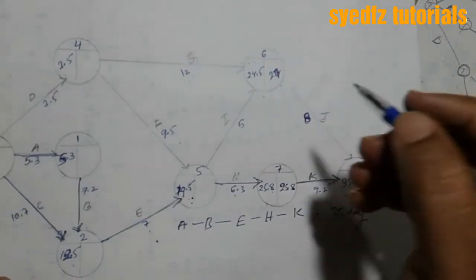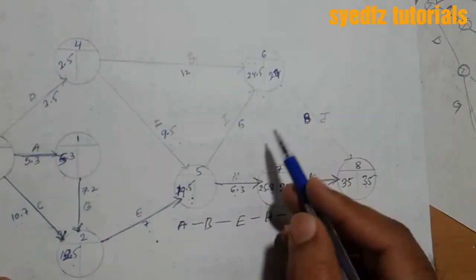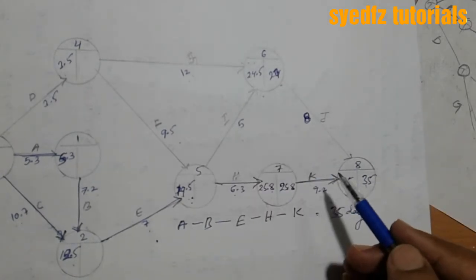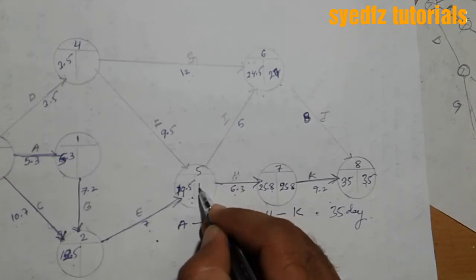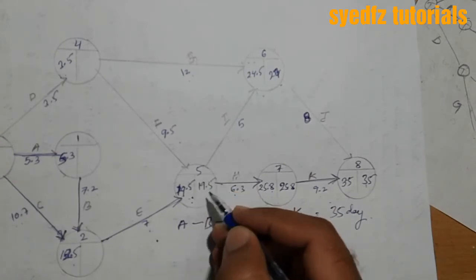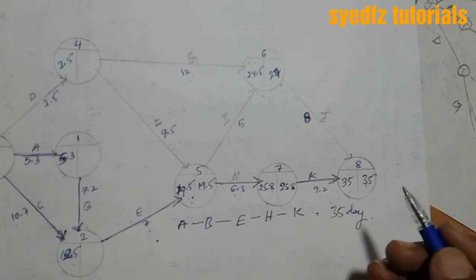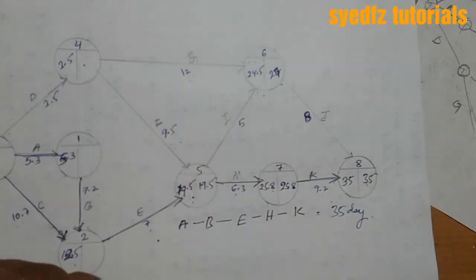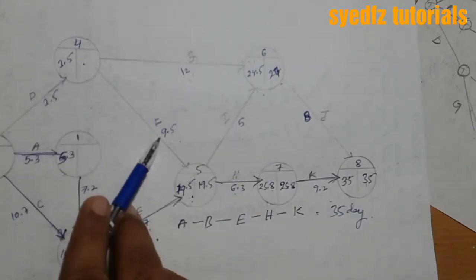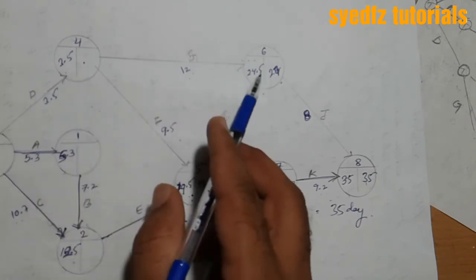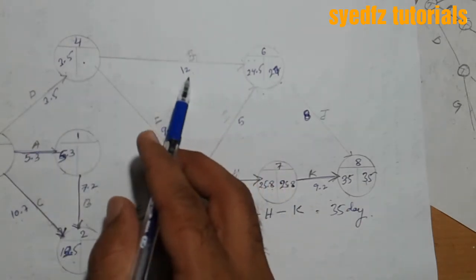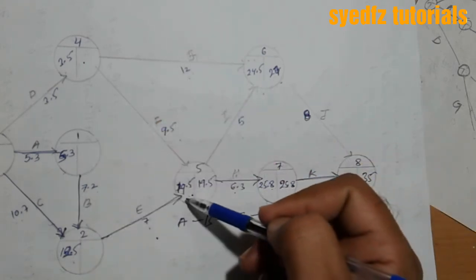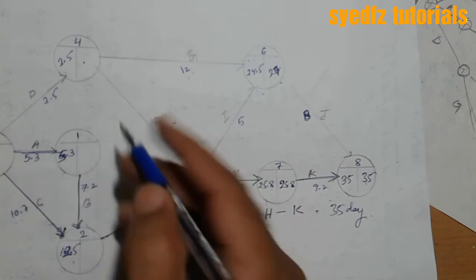Now here we are getting two activities. 27 minus 5 is 22, but 25.8 minus 6.3 is 19.5. Here also we are getting two activities, one from here and one from here. So 19.5 minus 9.5 is 10 we are getting. If we come from here, 27 minus 12 means 15. Here 19.5 minus 9.5 means 10. So we have to take the minimum.